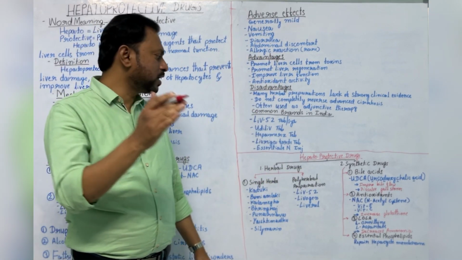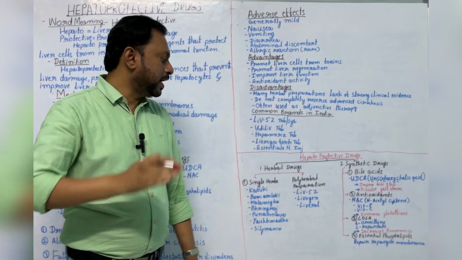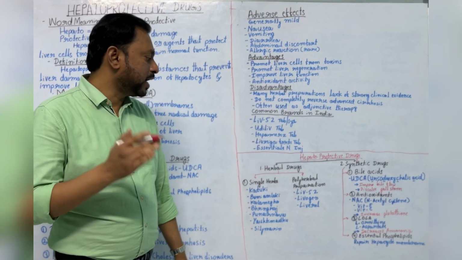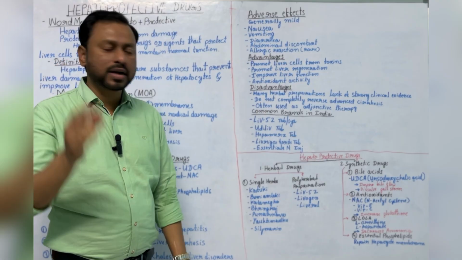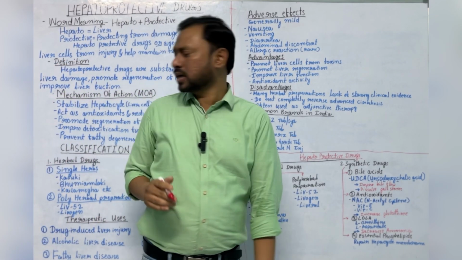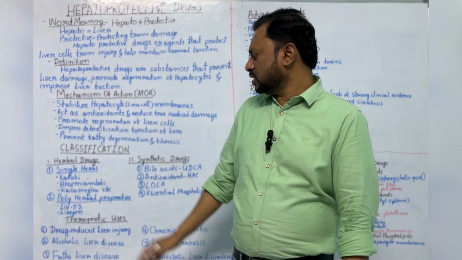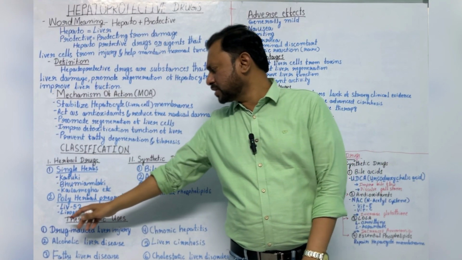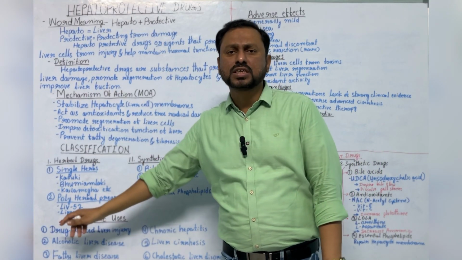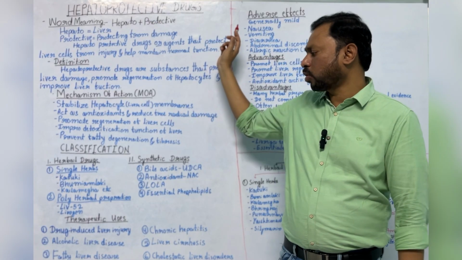In simple terms, the bile acids, antioxidants, LOLA, as well as essential phospholipids, these four are coming under the synthetic drugs. The next is the therapeutic uses, or in simple terms, the indications: in which diseases we prescribe hepatoprotective drugs.